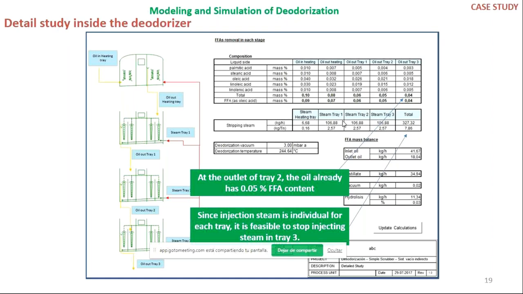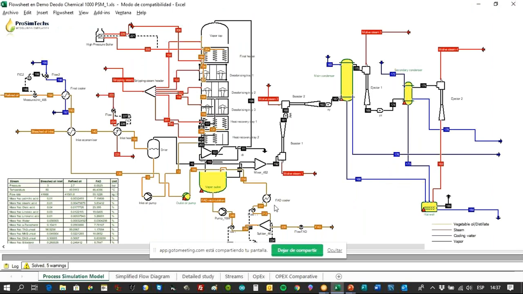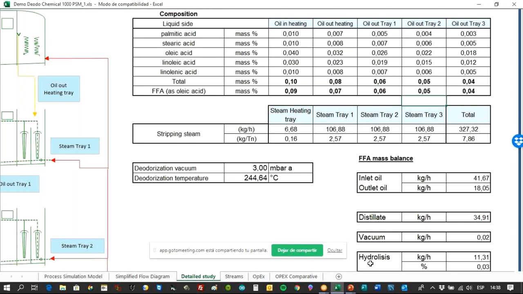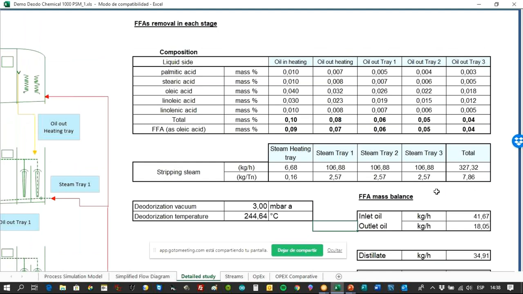So in this last simulation run, I have put the process conditions that I was mentioning in one of the slides when I presented the case study. What we can see here, for instance, in terms of the free fatty acid removal and the free fatty acid content in the oil, is that at the outlet of the second deodorization tray, we already achieve our objective of free fatty acid content that typically is 0.05%. Okay, and finally, at the outlet of the third deodorization tray, we get 0.04%.